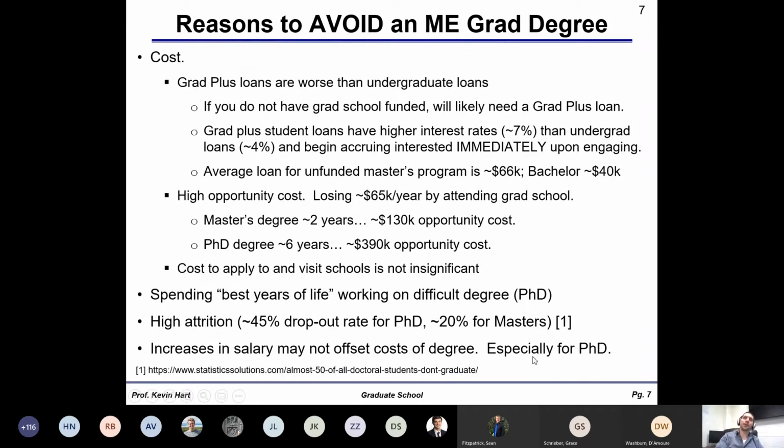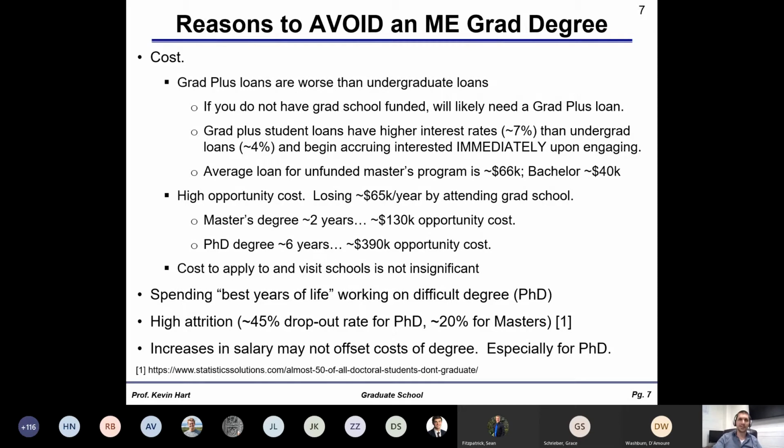Reasons you might want to avoid an ME degree is because it just costs money to do it, right? Now, maybe many of you have taken out undergrad loans. I imagine that's probably the case. Undergrad loans and grad school loans are different. Undergrad loans, generally you have a deferment on the payment that you have to make until after you graduate. So your interest isn't starting to accrue until usually the day of graduation, sometimes 6 months or a year after you graduate. That is the case for most undergrad loans.